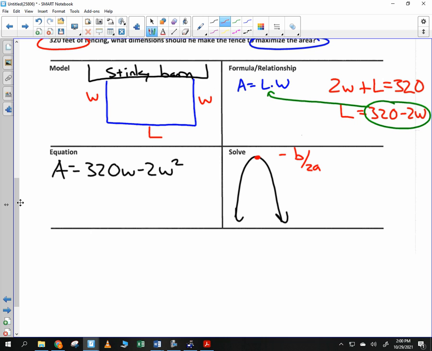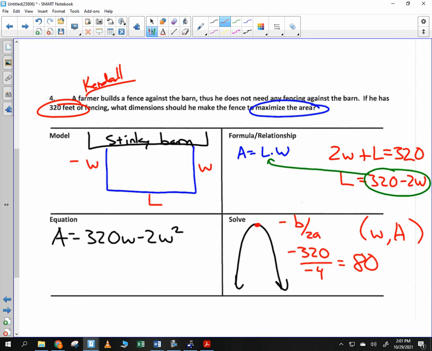Negative b, negative 320 divided by negative 4 is 80. So if you look at the vertex, it is W and A. W for your width, and then the y value is area. Are we trying to find the maximum area? Yes, we're trying to maximize the area. Are we trying to actually find out what the area is? We're trying to find out what the dimensions are. I know that the width is 80.